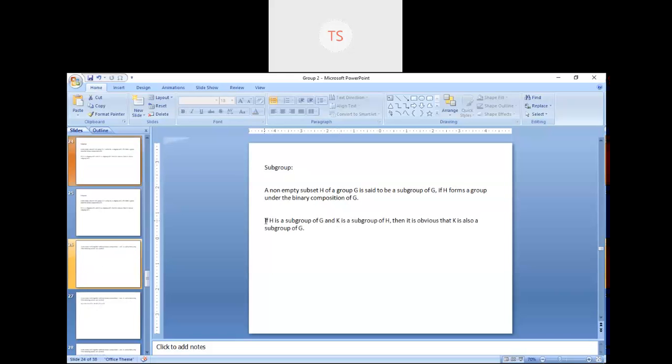So here it is written that if H is a subgroup of G and K is a subgroup of H, then it is obvious that K is also a subgroup of G. Now can you give me the justification for this line? Anyone can give me the justification for this line? Why K is also a subgroup of G?